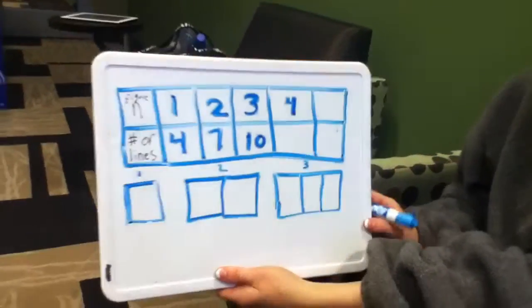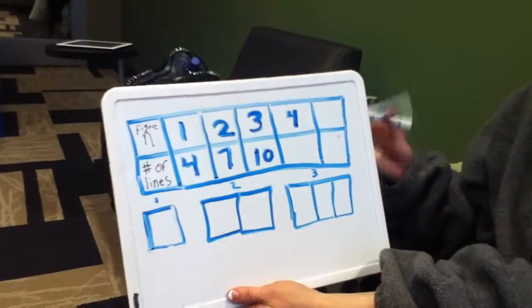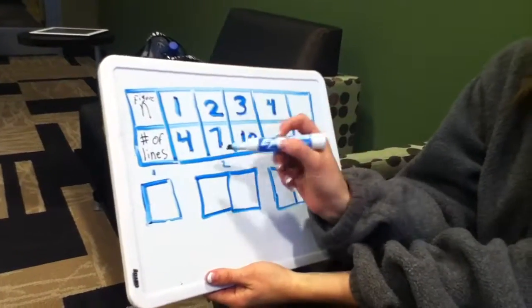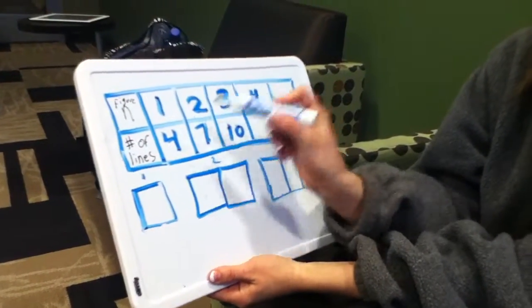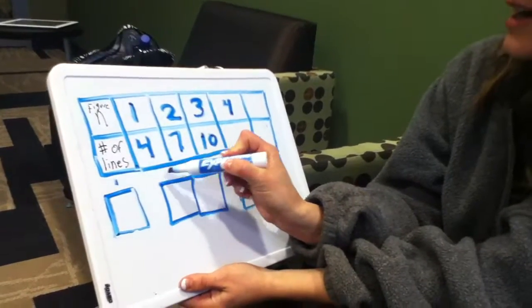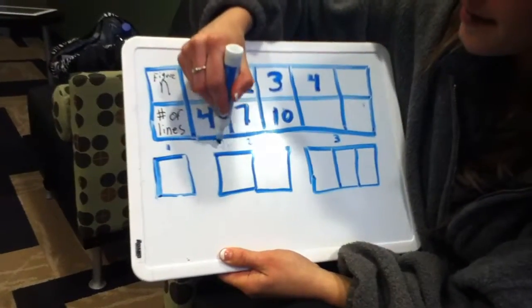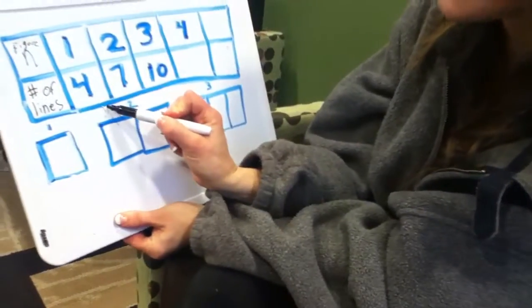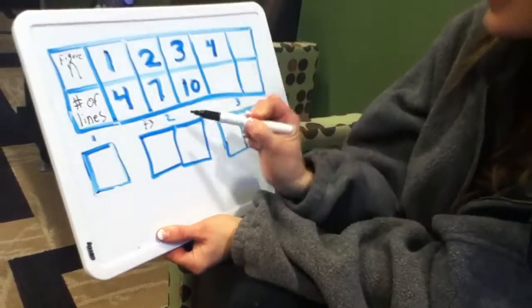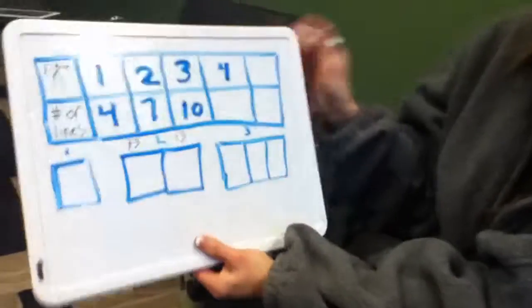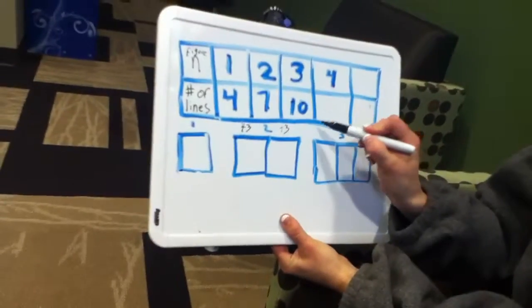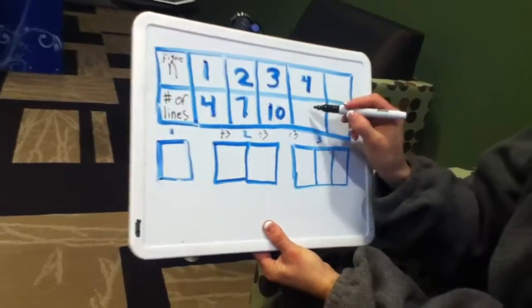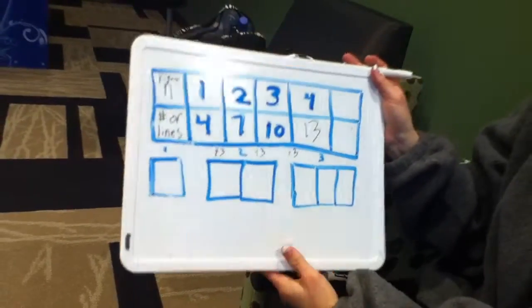Now, if you notice, each time the number of lines compared to the figure, or correlated with the figure, will go up 3 when you go to the next figure. So you can add 4 plus 3 equals 7, right? And then 7 plus 3 would equal 10. So to get the number of lines in the fourth figure, you could add 3, right? That would give us 13 lines.